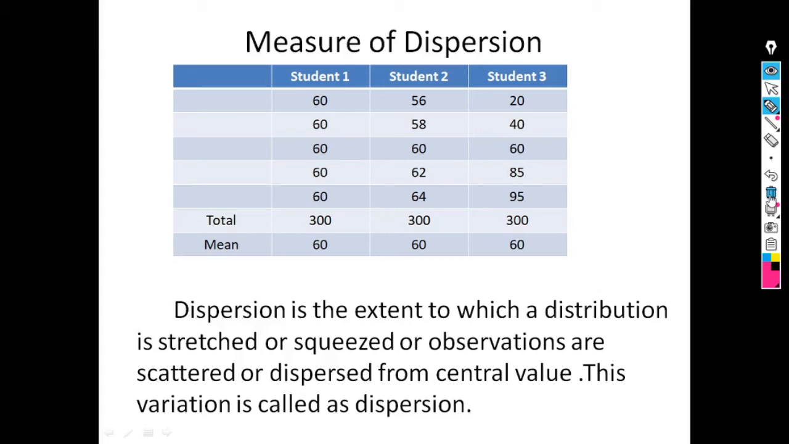So it becomes necessary to study some other characteristic to get precise information about the distribution, and one such characteristic is dispersion. Dispersion is the extent to which a distribution is stretched or squeezed, or observations are scattered or dispersed from the central value, and this variation is called dispersion.